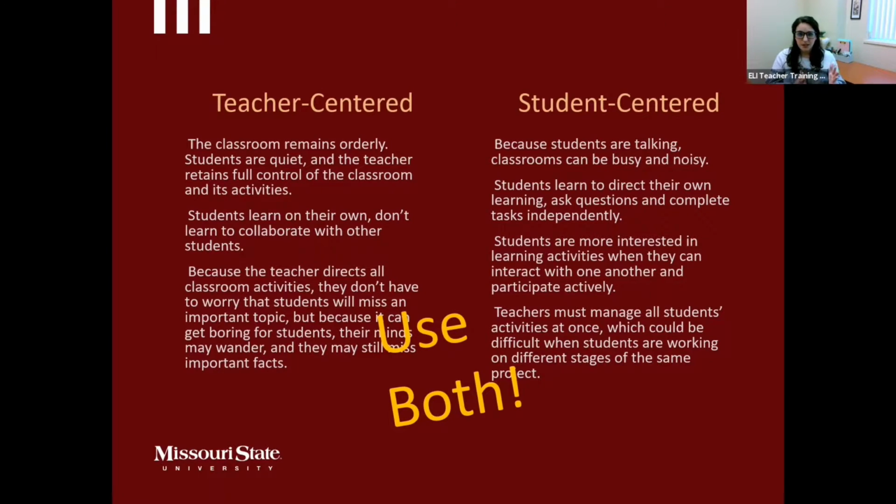There are times to lecture and to make sure all students understand, make sure all students are getting that information at the same time. And there is plenty of time where students should be taking the information that you lectured about and creating information on their own. So you can use both.